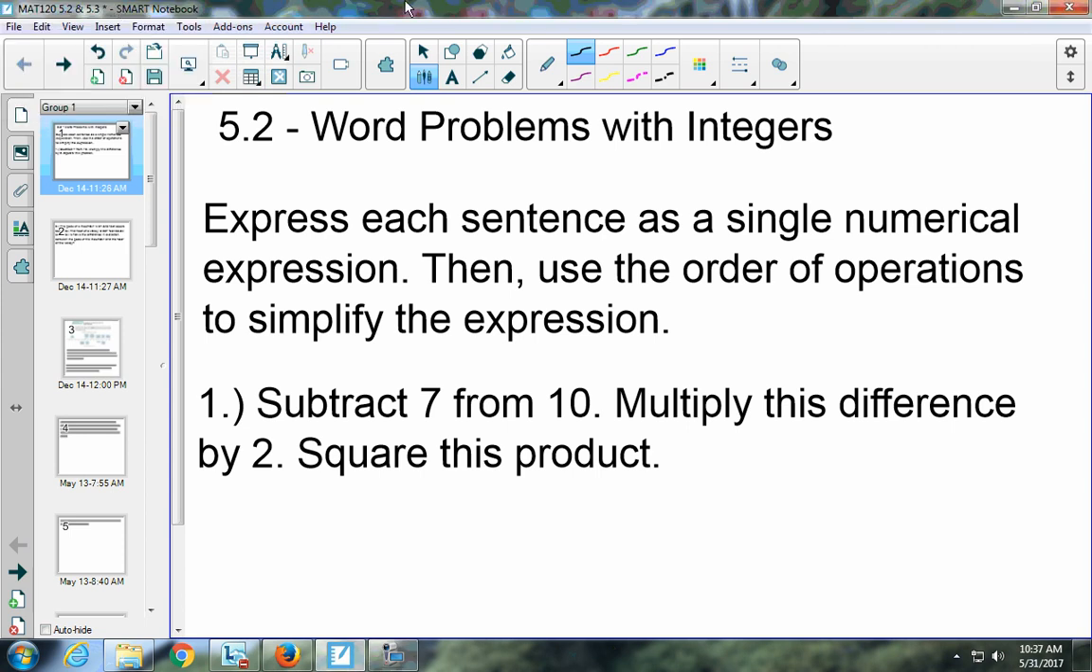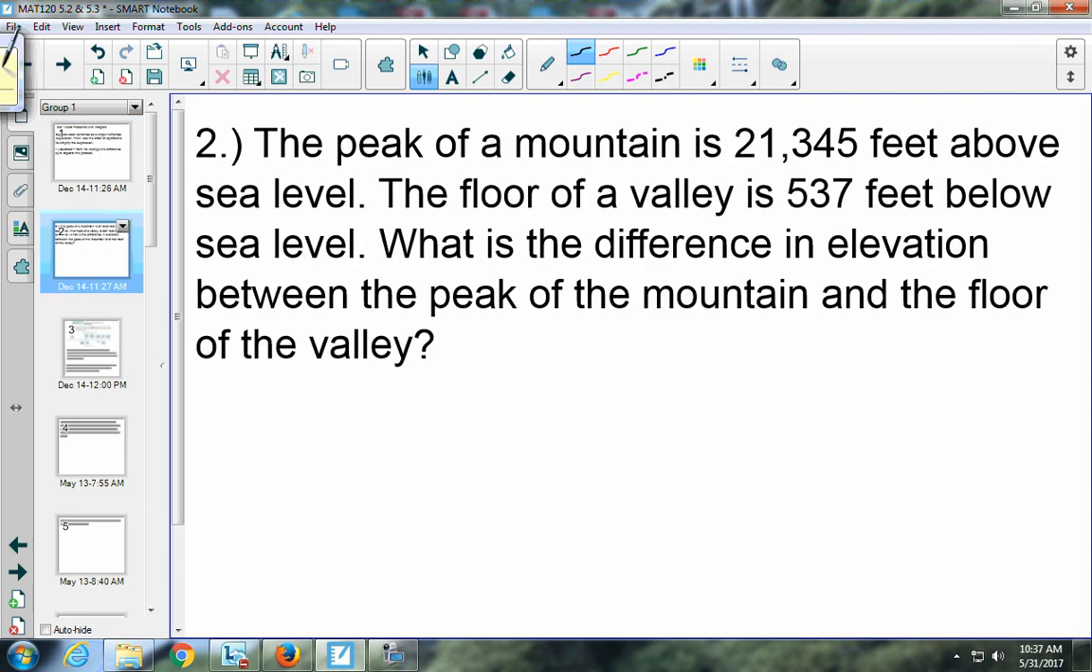So we are in the section 5.2 notes for Math 120, and these are, in case we ran out of class time, going over a few examples. So I'm going to skip this first example and go to the second one.